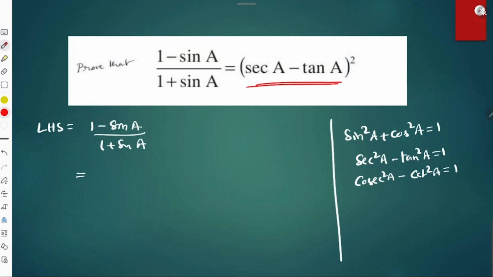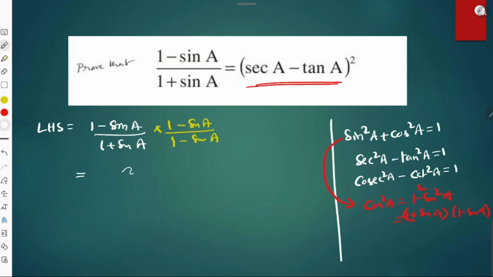Now, we know that sin square A plus cos square A is 1. From that, we may write cos square A is equal to 1 minus sin square A. What is 1 minus sin square A? A square minus B square, if you apply, is A plus B into A minus B, so 1 minus sin A into 1 plus sin A will become cos square A. So let's multiply and divide with 1 minus sin A, so that we can make the denominator cos square.